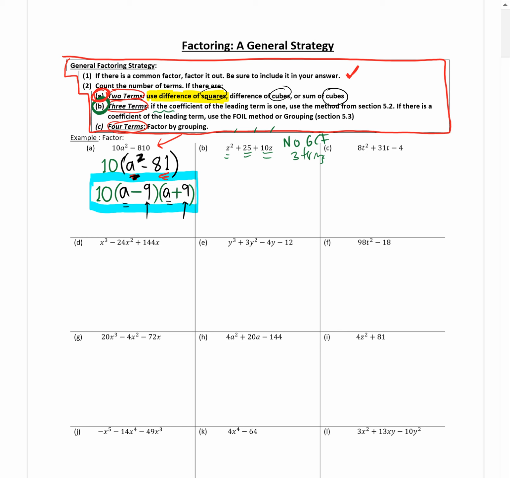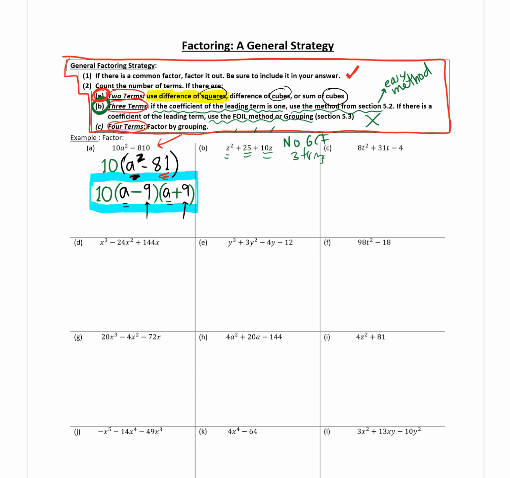If the coefficient of the leading term is 1, then you're going to use the method we learned from section 5.2. It's not official, but I like to call that the easy method, because you can just come up with the answer right away in one step. But if the coefficient of the leading term was not 1, then you're going to use that FOIL method, or grouping. If you remember, that's the one where you make an x and then say, what's a times c, and what multiplies to that but adds to b?